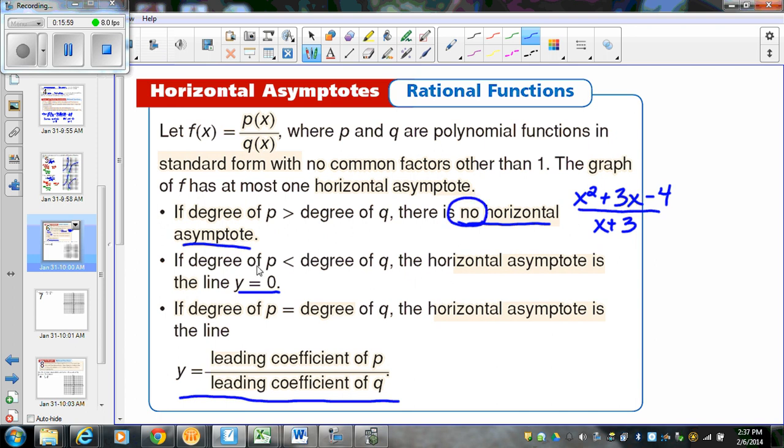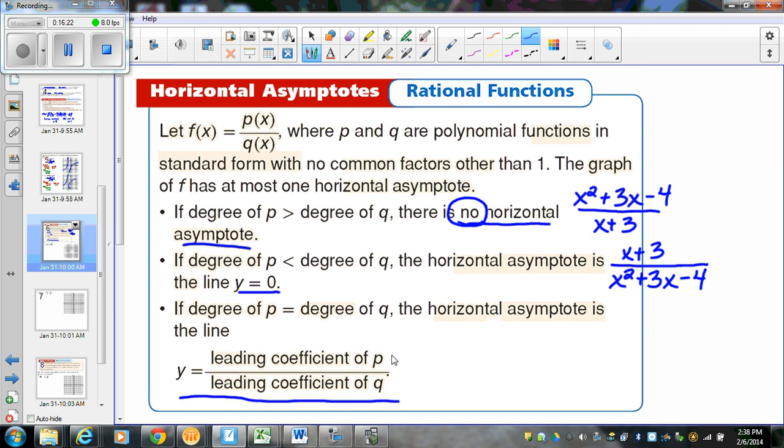If the degree of the top is smaller than the degree of the bottom, then the horizontal asymptote is automatically y equals 0. So, for example, if this had been reversed and it was x plus 3 over x squared plus 3x minus 4, then I would have known that my horizontal asymptote was y equals 0, and I would write it down and move on to the next part.